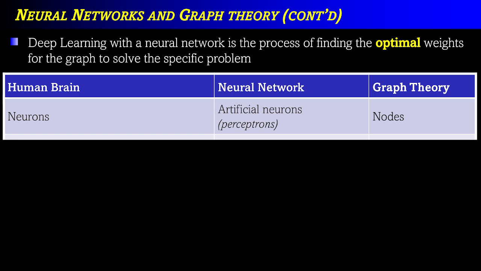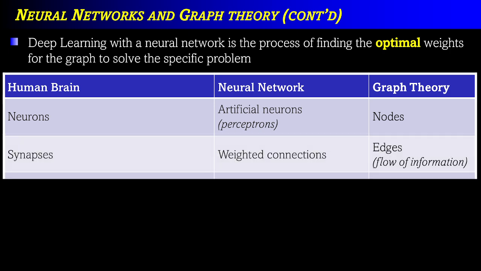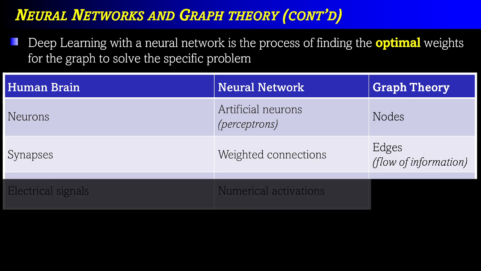In graph theory, they call them nodes. In the human brain, we have a synapse, which is a connection between neurons. In the neural network, we have a weighted connection, just like in graph theory, we have the edge, which connects the information through a flow. But in neural networks, we're weighting those connections.